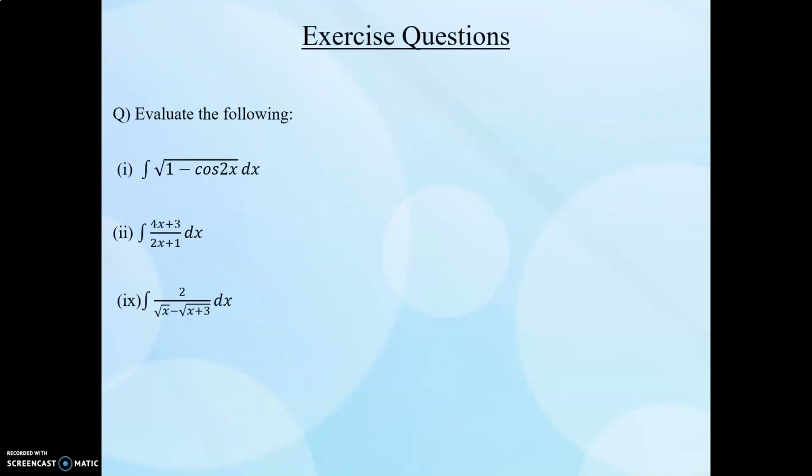Next is exercise question. You have to solve it. These 3 questions are here.